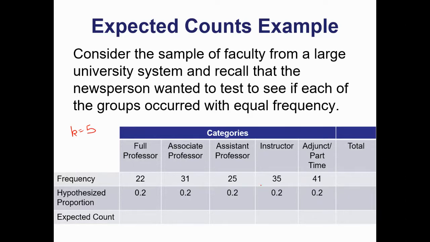How many total samples do we have? If we add them up, what would our n be? 154, that's right. Now if I add up all my hypothesized proportions, what would I get for that total? 1. You should get 1. If you get something else, that means your proportions are off.